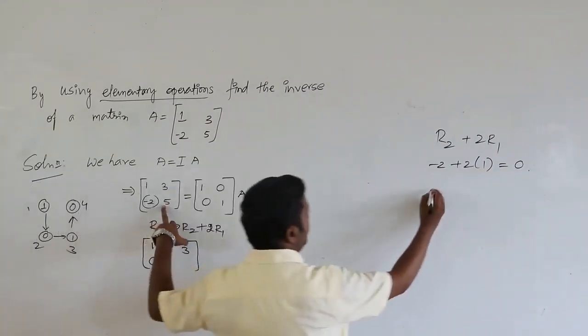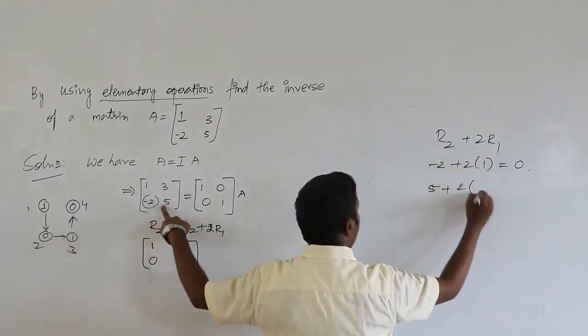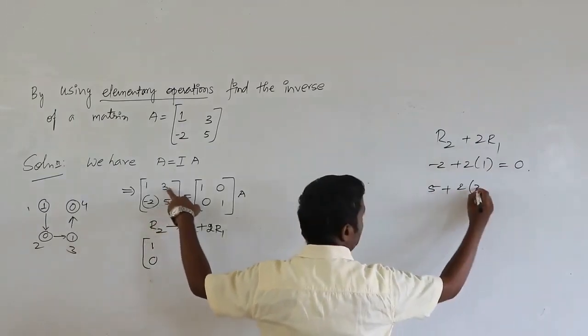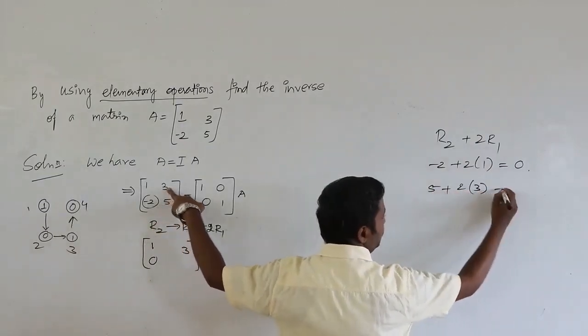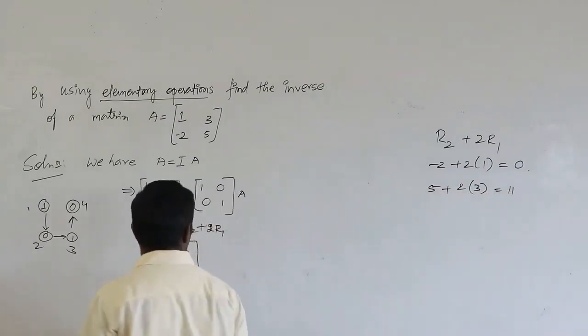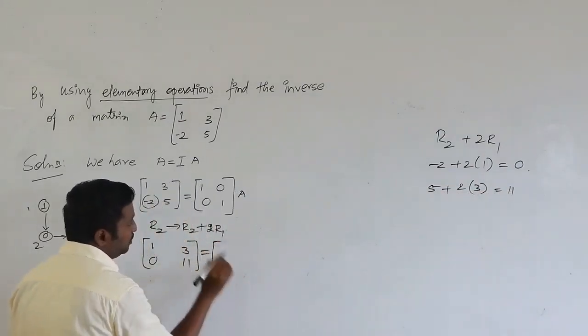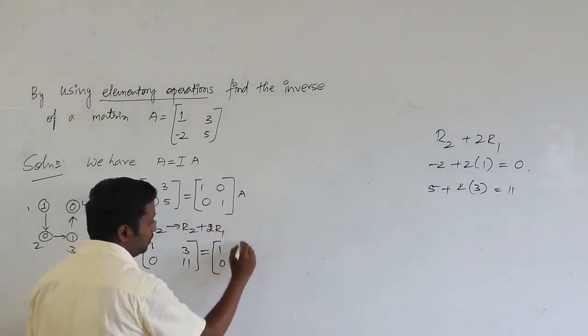Next, R2 is 5. 2 R1, R1 above that is 3. 2 3s are 6. 6 plus 5 is 11. This answer is 11. Same operation here you have to apply to 1 0 0 1.